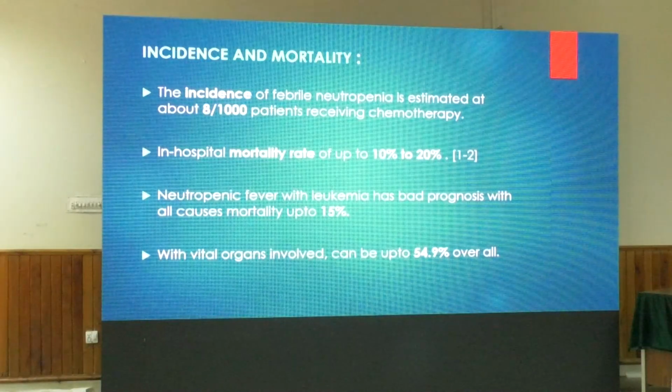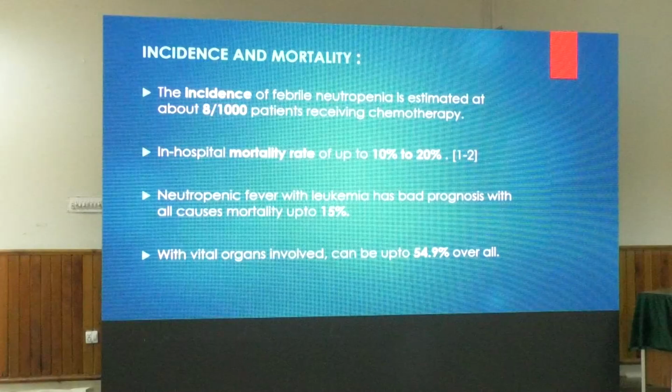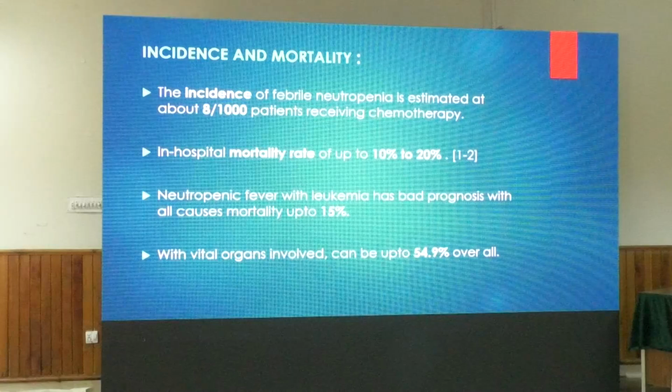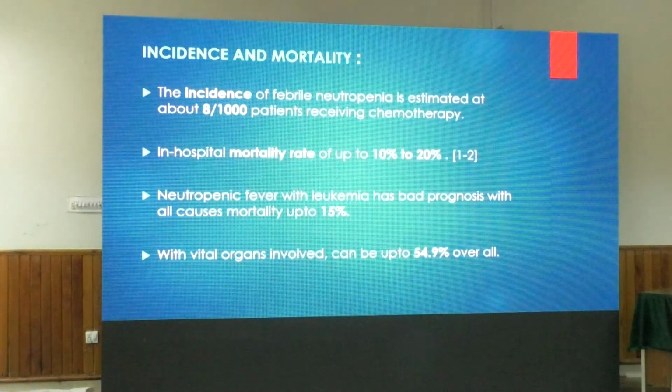Incidence and mortality are not very uniform. The prevalence has varied, since the incidence of all conditions causing marrow suppression or neutropenia has been correlated, and it has not been unified across geographical areas. The incidence in particular cases like chemotherapy has been 8 patients out of every 1,000. In-hospital mortality rate is 10 to 20%, considering that there are very few patients who develop febrile neutropenia. 10 to 20% is a very high rate.